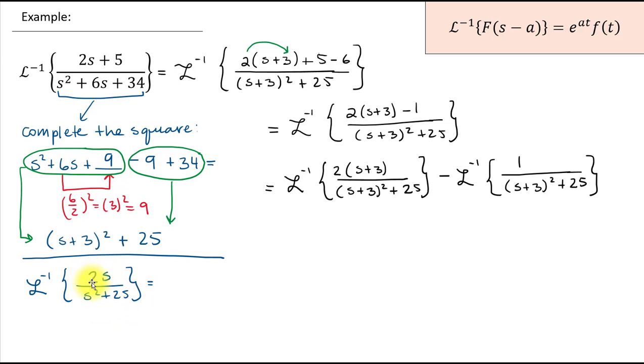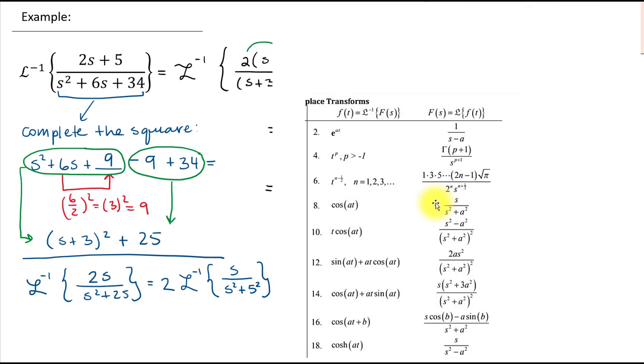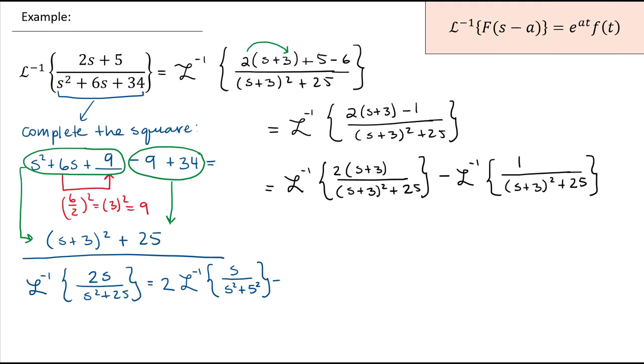Now to see that, I'll just make a few small modifications. I'm going to put 2 outside of the inverse Laplace transform, and I'm going to write 25 as 5 squared, like that. And from the table of the Laplace transforms, I can see that this represents cosine function. So it's 2 cosine of 5t.